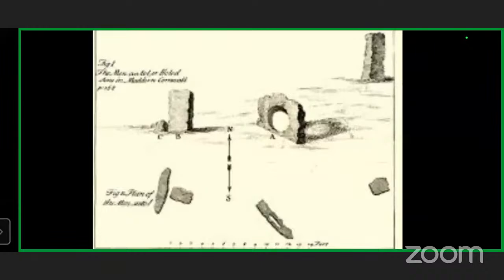Now, the clue is with this plan. Can you see that stone on the left-hand side, right? Forget about the three upright stones there. That stone on the left-hand side is recumbent. It's lying flat. That one alongside is upright. That one is the Crick stone with the hole, and the one on the right, and that forms an arc. Right, that's how it looked in the 1800s. It formed an arc. You can see the arc, right?